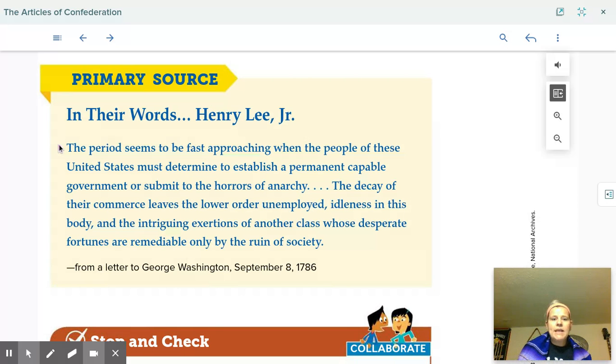The period seems to be fast approaching when the people of these United States must determine to establish a permanent, capable government or submit to the horrors of anarchy. The decay of their commerce leaves the lower ordered unemployed. Idleness in this body and the intriguing exertions of another class whose desperate fortunes are remediable only by the ruin of society. So this was from Henry Lee Jr. to George Washington on September 8th of 1786.